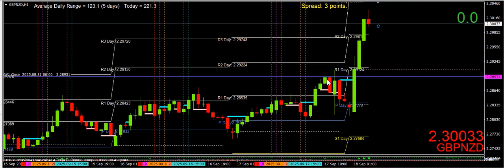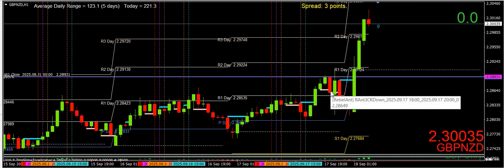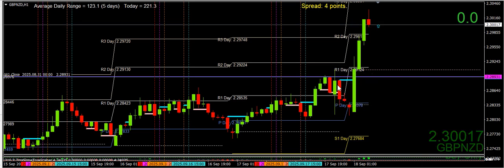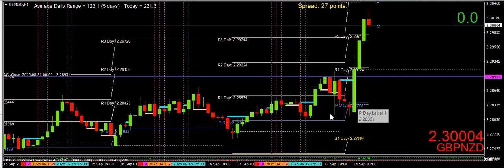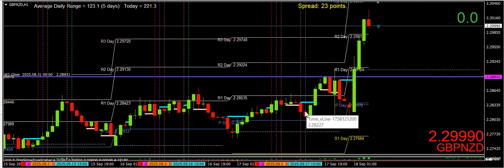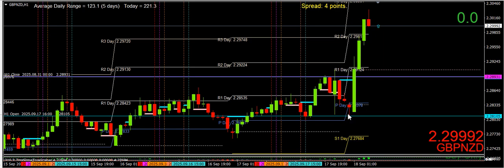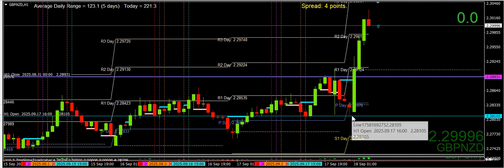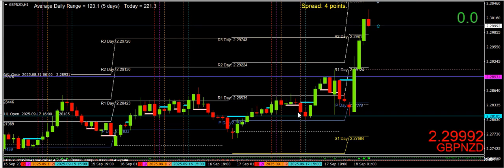It's tested it, failed to close above it, tested it again, fallen down, dropped, tested it again, failed to close above it, come down, deep dive into this demand here, and we can clearly see the open and close level there. We can put something on that one. The open of the green bar. And we can see it was bumped into, none of this is precise really, except we've got a clear close.